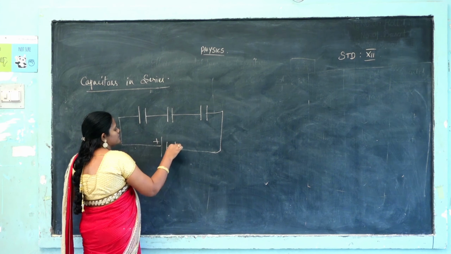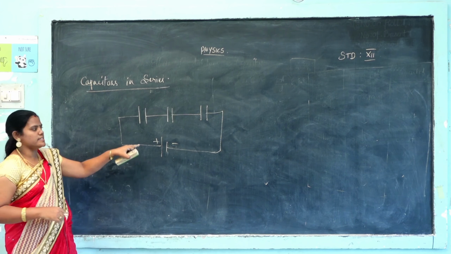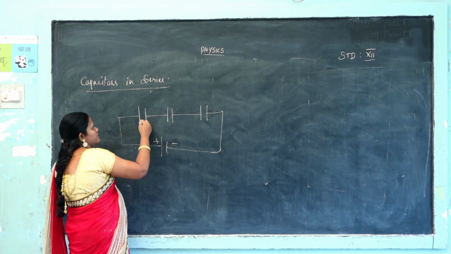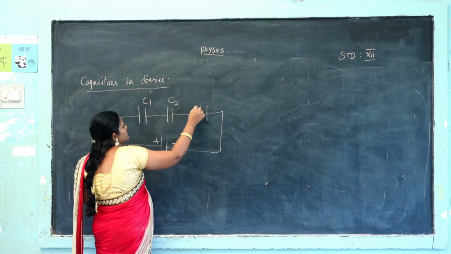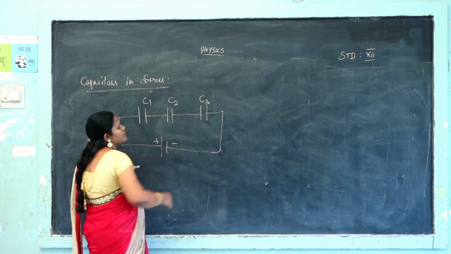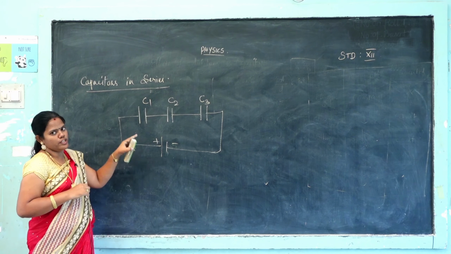That is positive and negative. The battery is connected to the 3 capacitors. The 3 capacitors will be connected in series. The first capacitor has the capacitance C1, the second capacitor has the capacitance C2, and the third capacitor has the capacitance C3. And then the charges Q1, Q2, Q3 on all the capacitors will be the same.